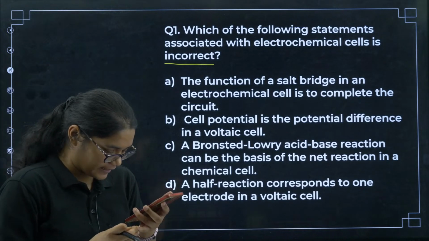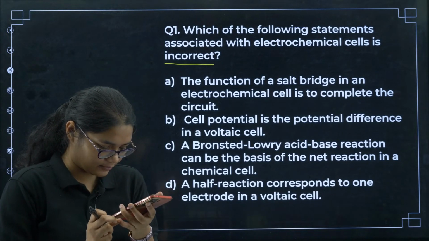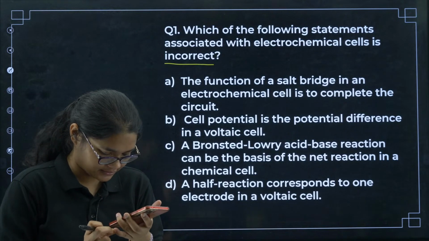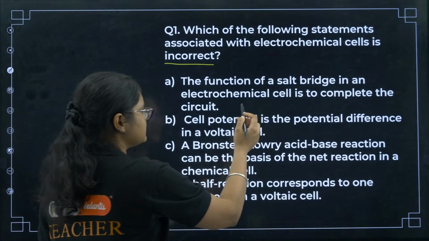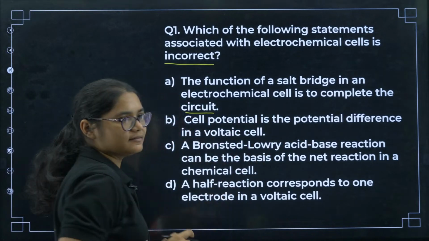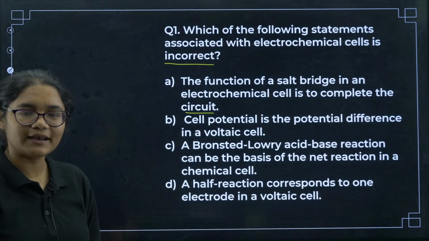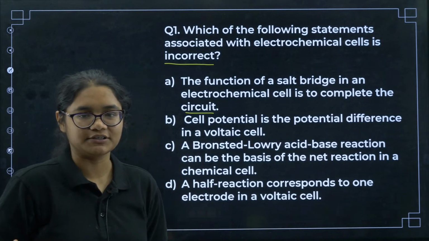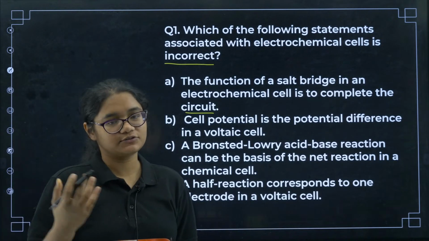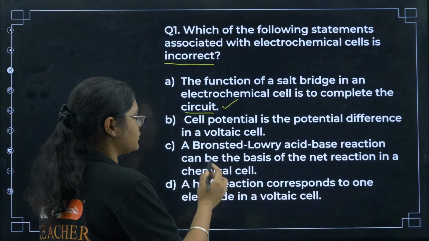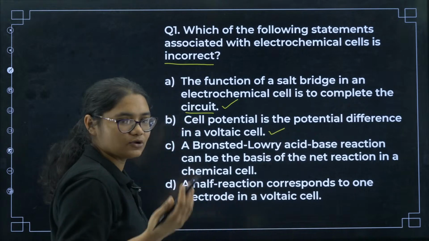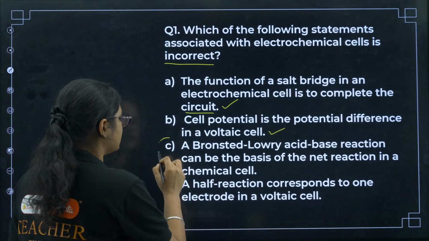Yes, please see, incorrect statement. Why am I getting wrong answers for such a simple question? Students, incorrect statement. The function of the salt bridge is to complete a circuit. This is a correct statement. What is incorrect in this? It has many functions, no doubt, but one of the functions is to complete the circuit. This is a correct statement. Cell potential is the potential difference in a voltaic cell. That is also correct.